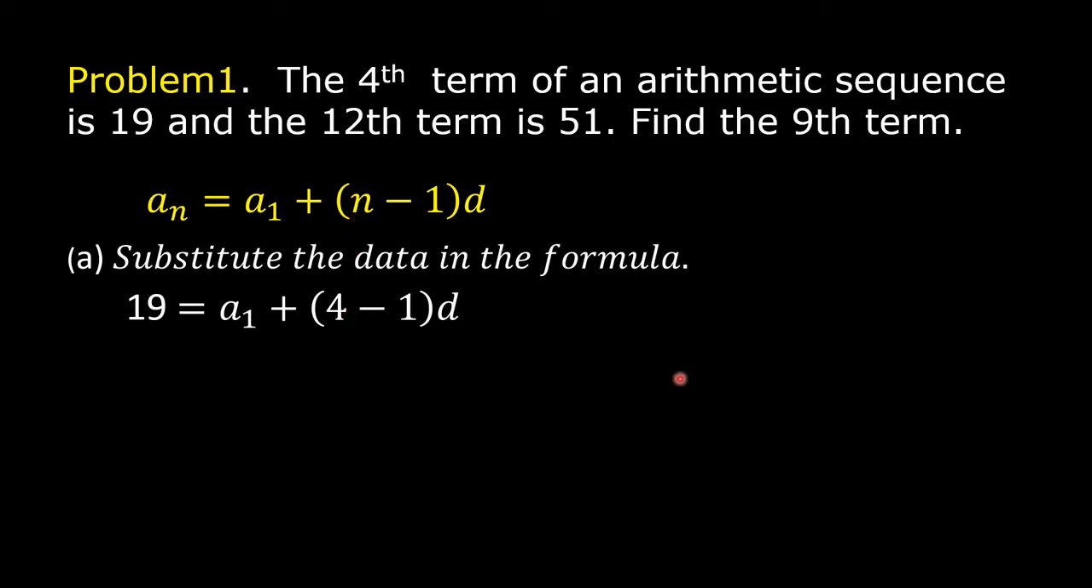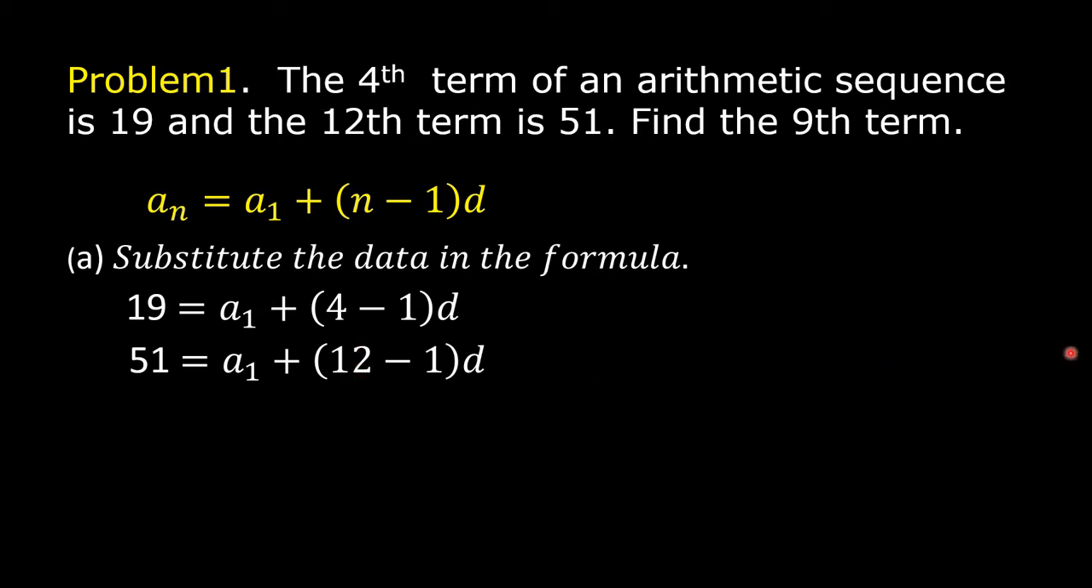Let us continue reading the problem. And the 12th term is 51. So n is 12 and a sub n is 51. So we have 51 is equal to a sub 1 plus the quantity 12 minus 1 times d. A sub n is 51, n is 12.